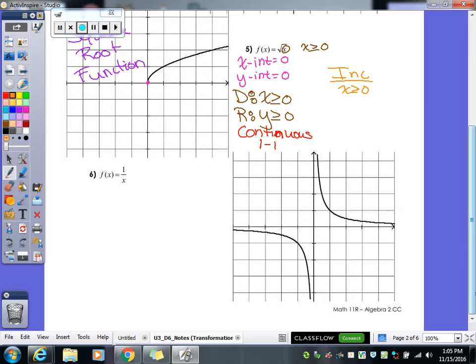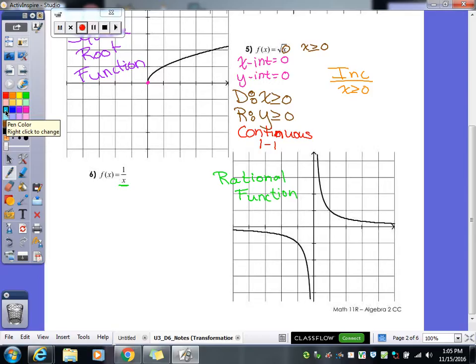All right, last one, last parent function. Does anybody know what kind of function that is? We don't use this one's name all that often, really. This is a rational function. Rational functions are your fractions, which, if you remember, those were special cases.